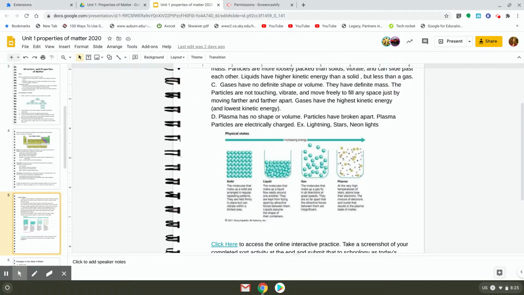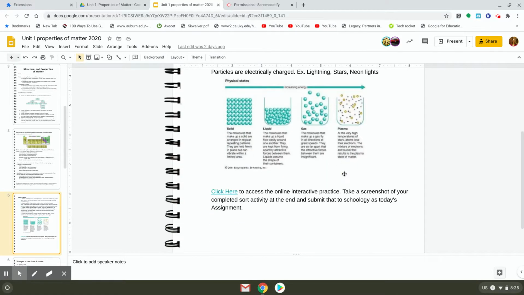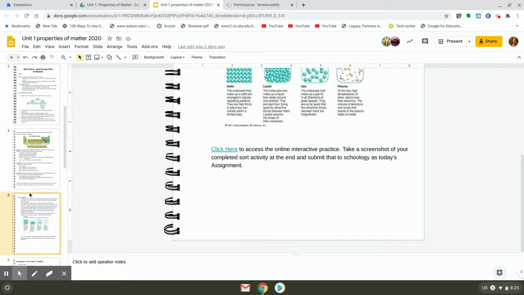Also, notice it gives examples of plasma in letter D right above those pictures. Lightning, stars, neon lights. Those are good examples to know where to find them. Next page.